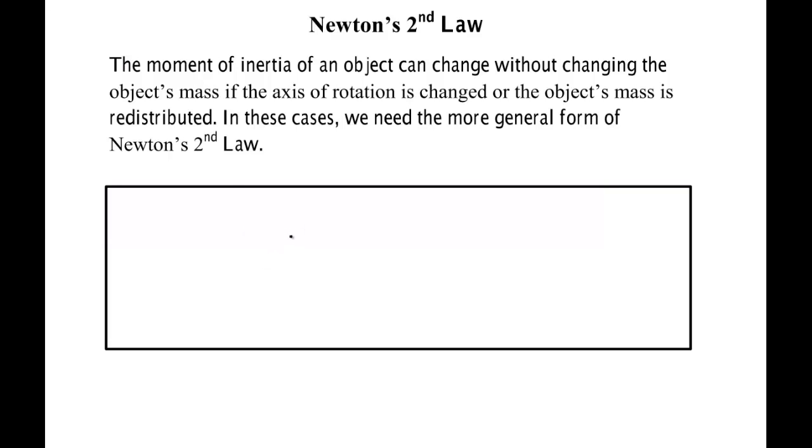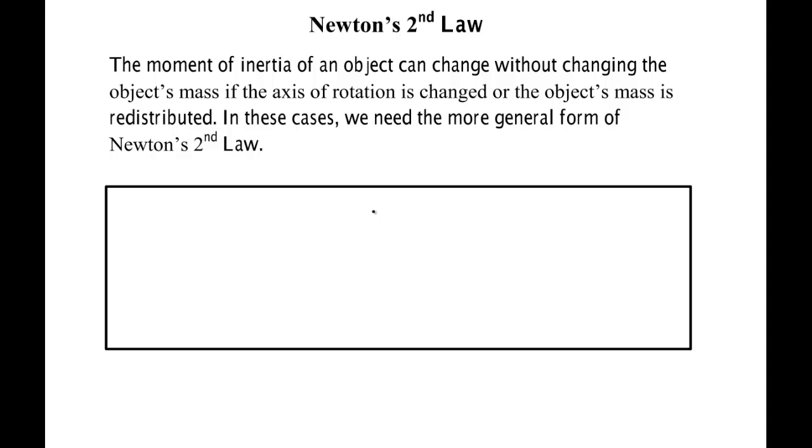In this video, we're going to look at Newton's second law for rotation for a more general case where the moment of inertia may not be fixed. It is possible for an object to have a constant mass but not have a constant moment of inertia. This can occur because the axis is being changed, or because the object is changing its shape and thereby the distribution of mass.